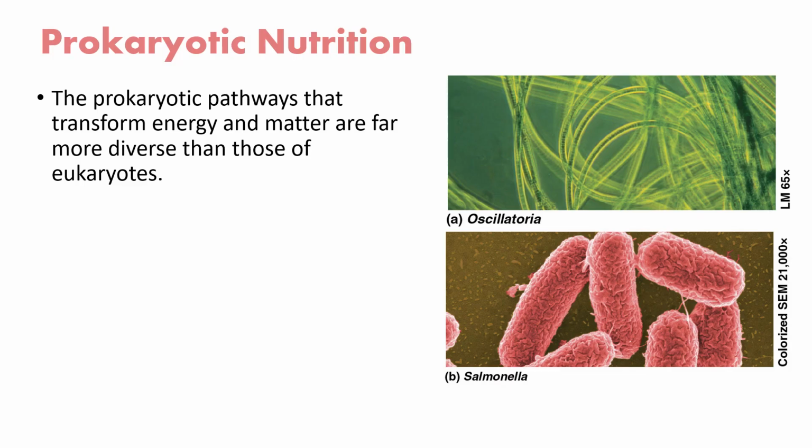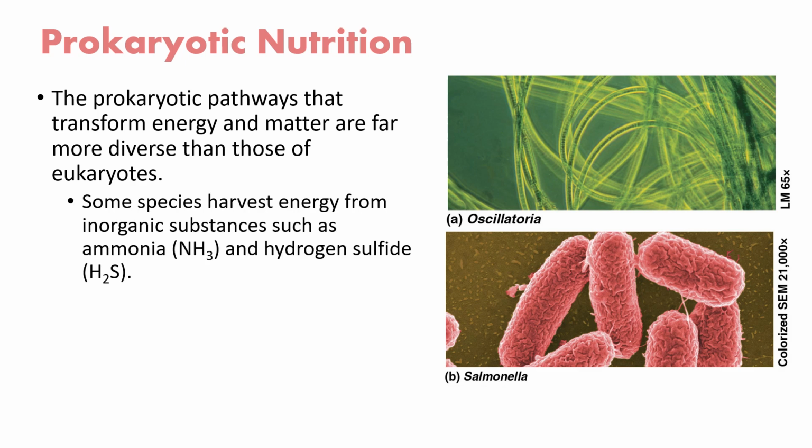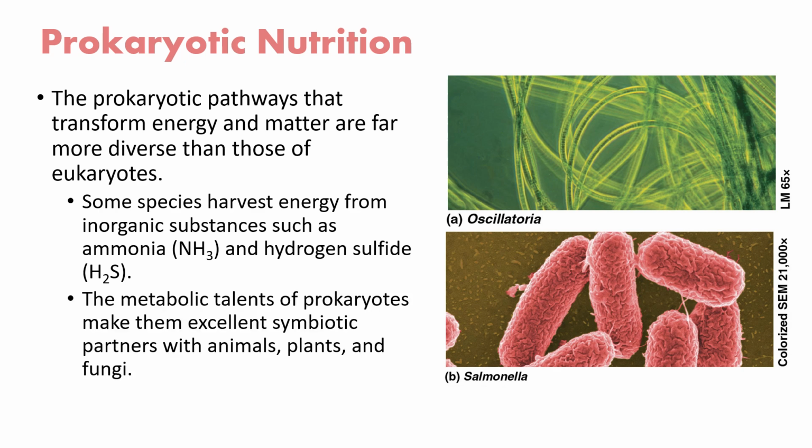Now, when we start talking about prokaryotic nutrition, there are many different ways to transform energy. And so there's a lot more diversity in how prokaryotes obtain their nutrition than you would see in the eukaryotes. So some species are actually going to be able to harvest energy from inorganic substances like ammonia and hydrogen sulfide. Okay, so these can live in very harsh conditions, where ammonia and hydrogen sulfide are going to be dangerous to us, but they're going to actually be able to thrive and use that for energy.